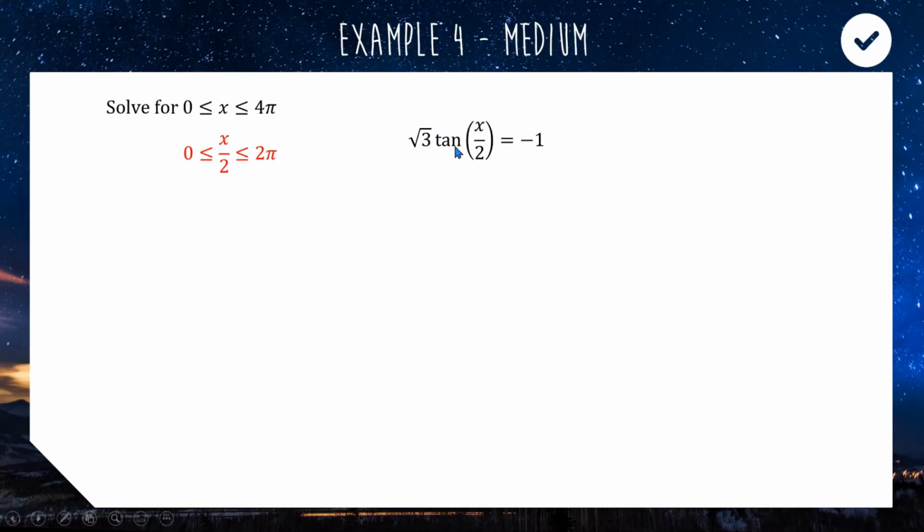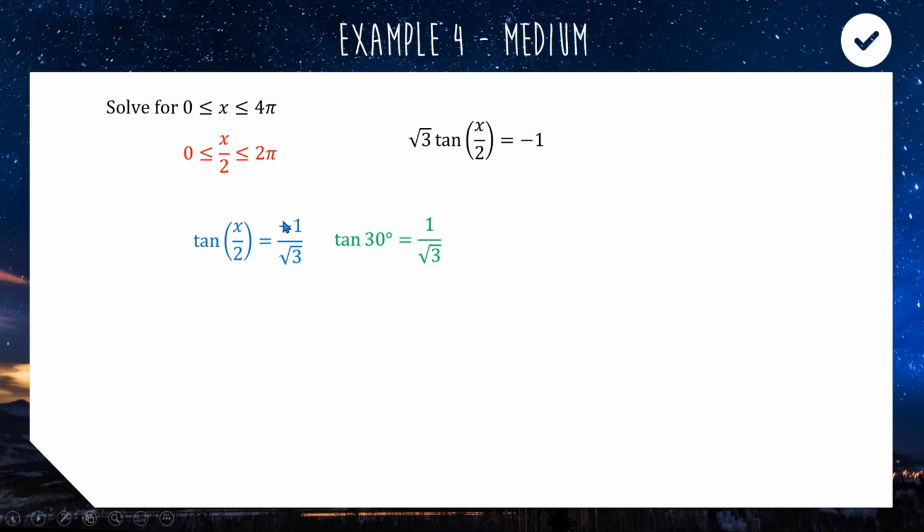Let's divide both sides by root 3 to get the tan by itself. So we'll get tan of x divided by 2 is equal to -1 divided by root 3. All right, now let's think about exact values. What angle usually goes with tan and gets us an answer of 1 over root 3? If you're saying 30 degrees, you are spot on. Tan 30 is 1 over root 3.